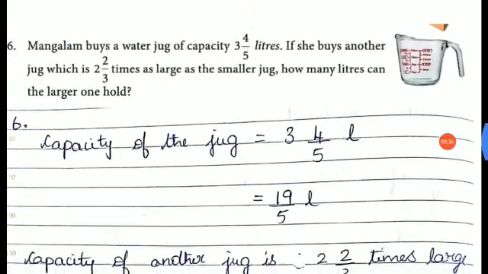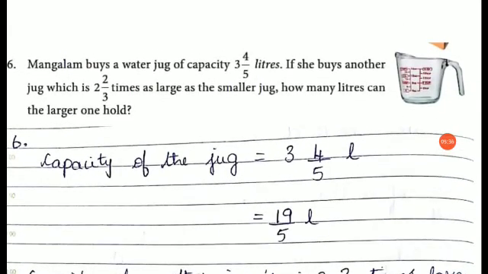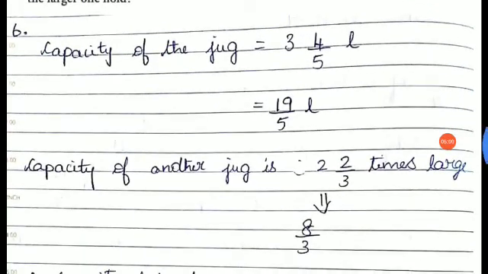Now the second jug, you are going to buy it as 2/3 times bigger. So first shall we convert this 2/3 into an improper fraction? So what will the improper fraction be? 3 into 2 plus 2. 3 into 2 is 6, and 6 plus 2 will be 8. So the answer for this second jug will be 8/3.